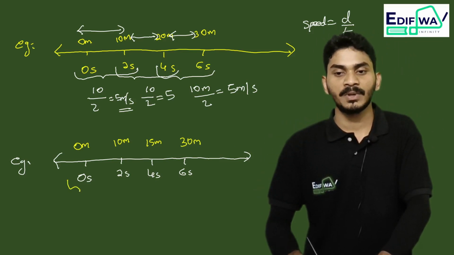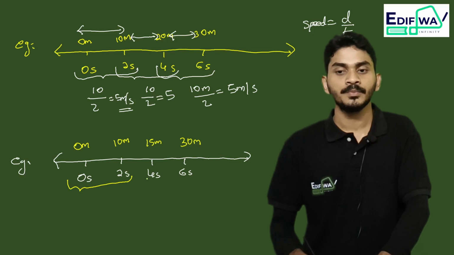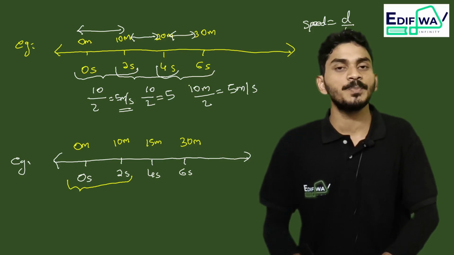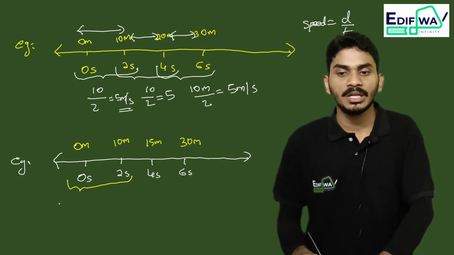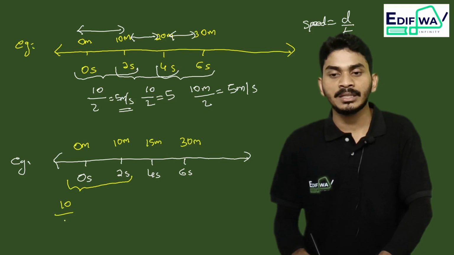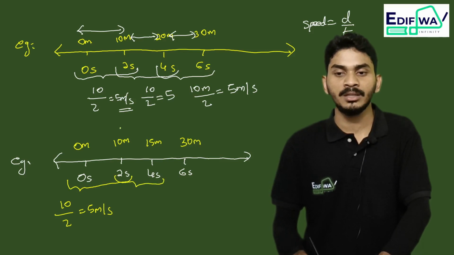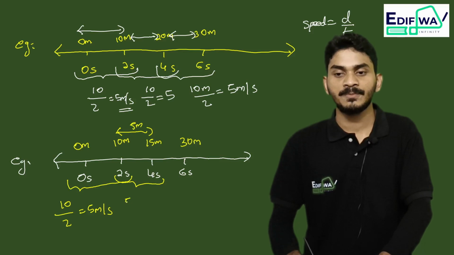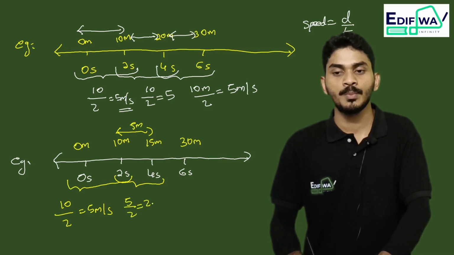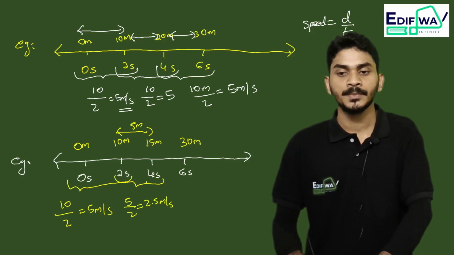That is, first from 0 to 2 second. Again you can use the equation, speed is equal to distance by time. So here the distance is 10 and the time is 2, so your answer is 5 meter per second. From 2 second to 4 second, your distance is just 5 meters, right? So it is 5 by 2, which is 2.5 meter per second.